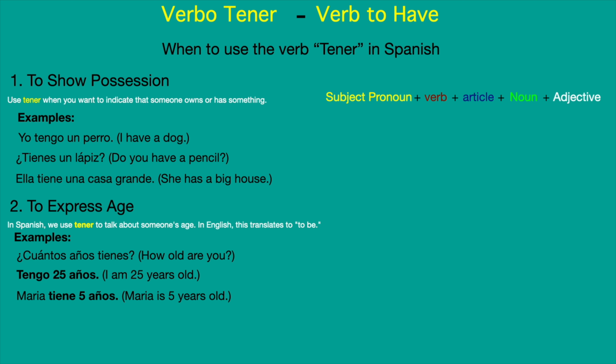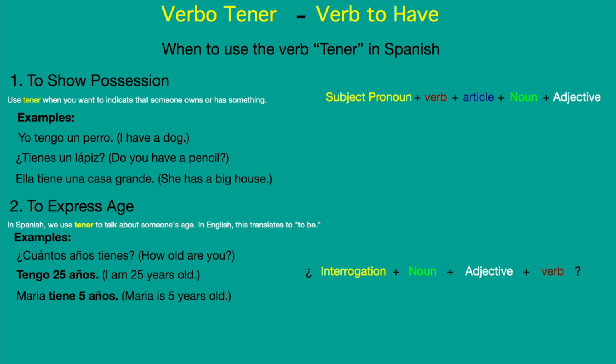Then we have another example here. María tiene 5 años. María is a person's name, and then tiene. Remember that tiene, with María, is the third person singular. So, María tiene 5 años. María is 5 years old.